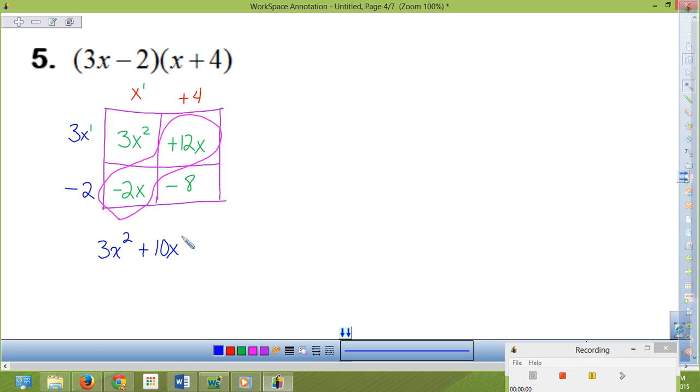We do not put a square here because when we add, we do not add exponents. Only when we multiply do we add exponents. And then you'll drop down the negative 8. Okay? And this becomes our final answer. So you can now skip to the next question, because I'm going to show you the distributive way.